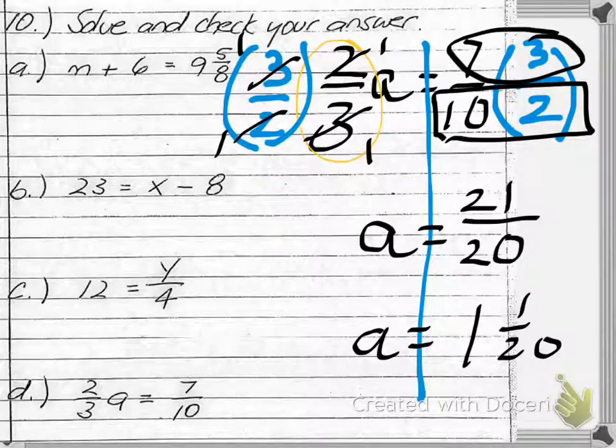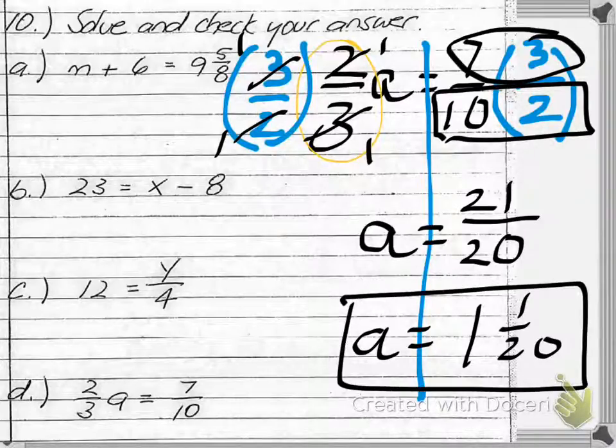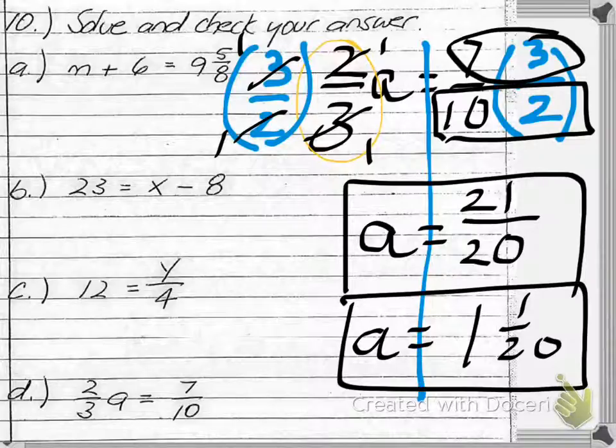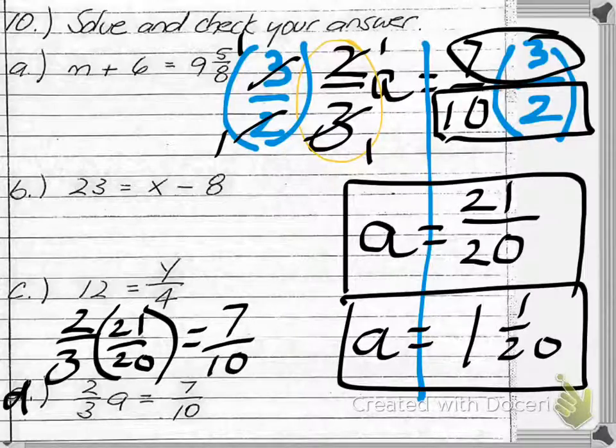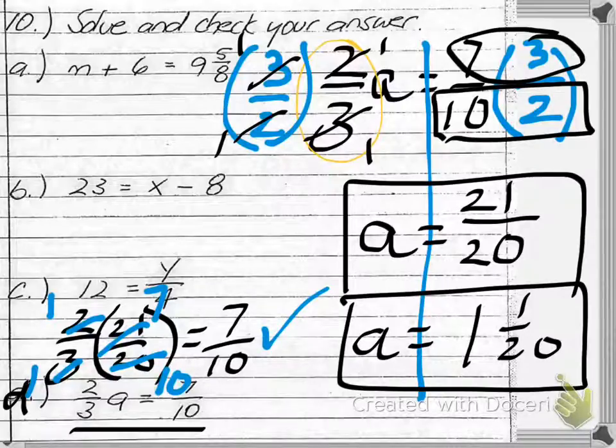Now, to check this, I said a was 1 1/20 or 21/20. So I'm going to look at my problem here, and I'm going to put 2/3 and parentheses for a variable, and I'm just going to use the 21/20 because I know I have to turn it back into a fraction. And I'm going to get 7/10 here. So I copied everything down, but for the a I put in parentheses what it was equal to. Now I can cancel this to a 1 and a 10. I can cancel this to a 1 and a 7. And I can see I have 7/10 equals 7/10.